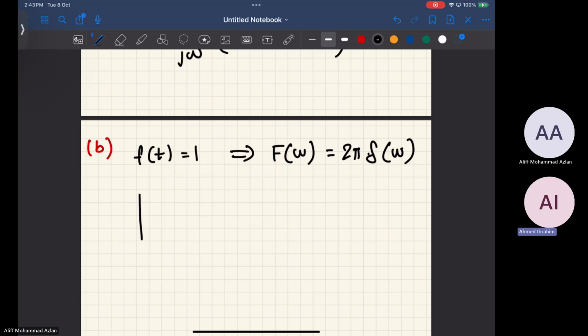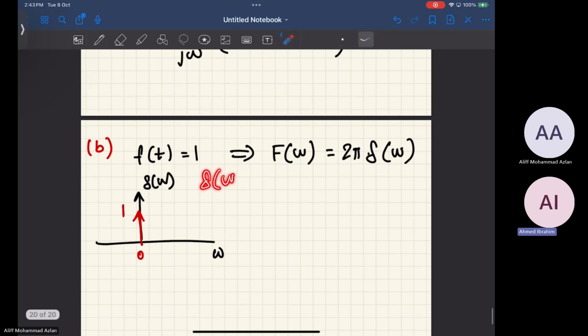So just a reminder about the direct delta function. This is just a vertical line at omega equals 0 with an amplitude of 1. And so we can shift that around by modifying the argument. So for example, delta omega minus 2 would be over here at omega equals 2. Essentially, it's a mathematical way of representing a single frequency, which occurs from sine and cosine.